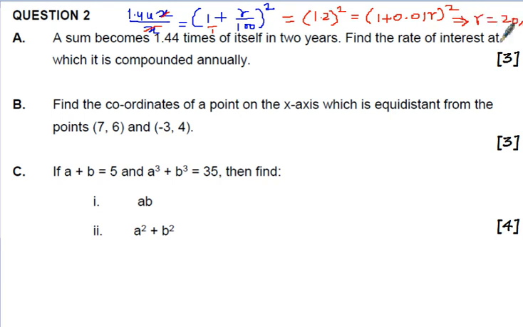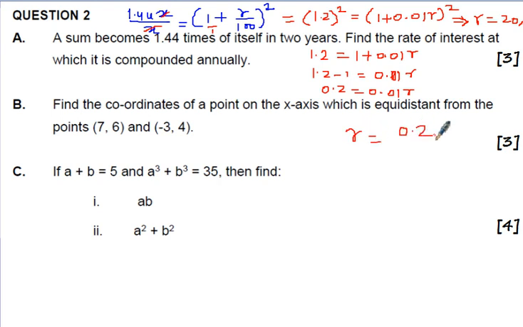You can try. So you can write 1.2 is 1 plus 0.01r. Some children are waiting for the answer. So 1.2 minus 1 is 0.01r. So 0.2 is 0.01r. So r is 0.2 upon 0.01. You can cancel the decimal if the places are same. So it became 20%. Now happy, because some children expect the full solution.